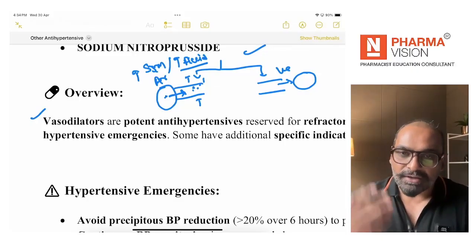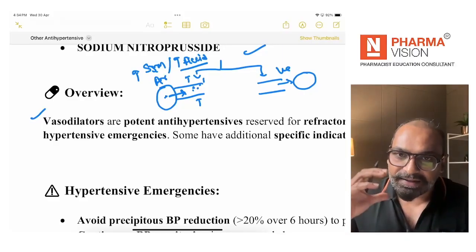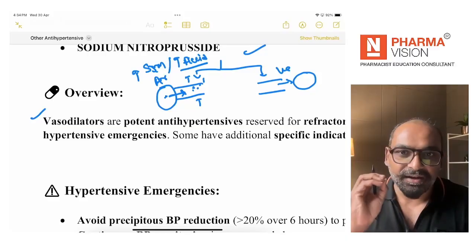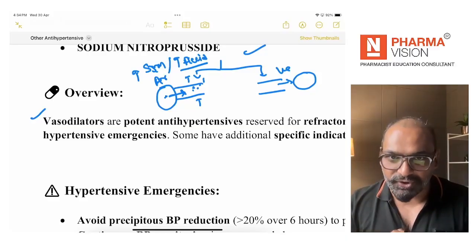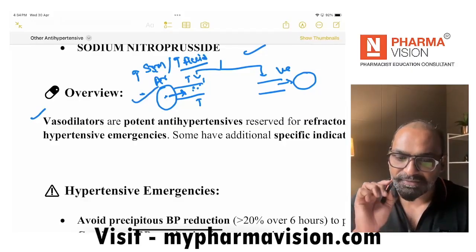Why? Because the body is in a compensatory status, and in this compensatory status it tries to maintain the normal blood pressure. Okay, so this is very important physiology you have to keep in mind while you are learning this concept.